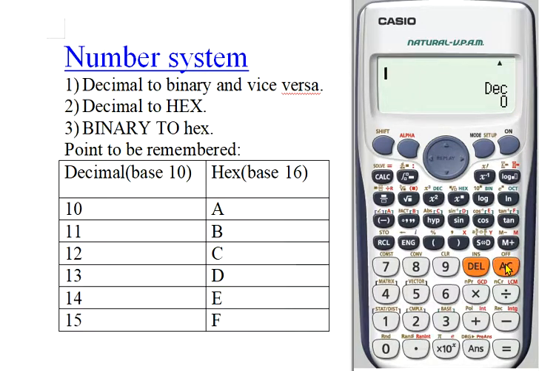Let me take another number. Let me take the decimal 44, and let's change this decimal 44 into the equivalent octal number just by pressing the OCT button here, and the decimal 44 is equivalent to the octal 54. The octal number system includes the numbers from 0 to 7. Like this we can change the numbers from any number system to another number system.